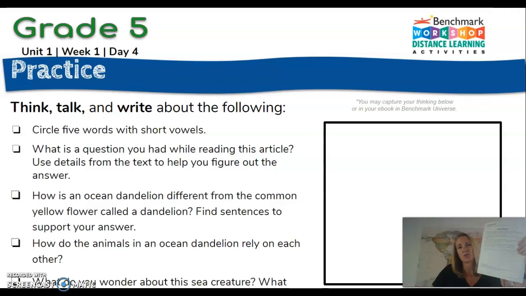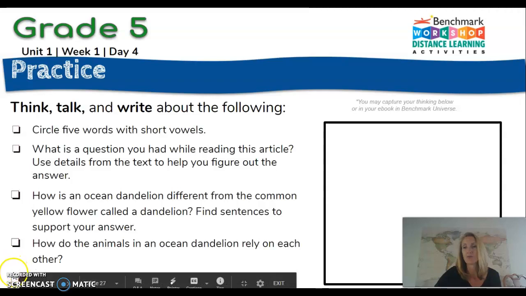If you would rather do it in your notebook, your English notebook, you can do that as well and title the page Ocean Flower. All right, thank you, and let us know if you have any questions.